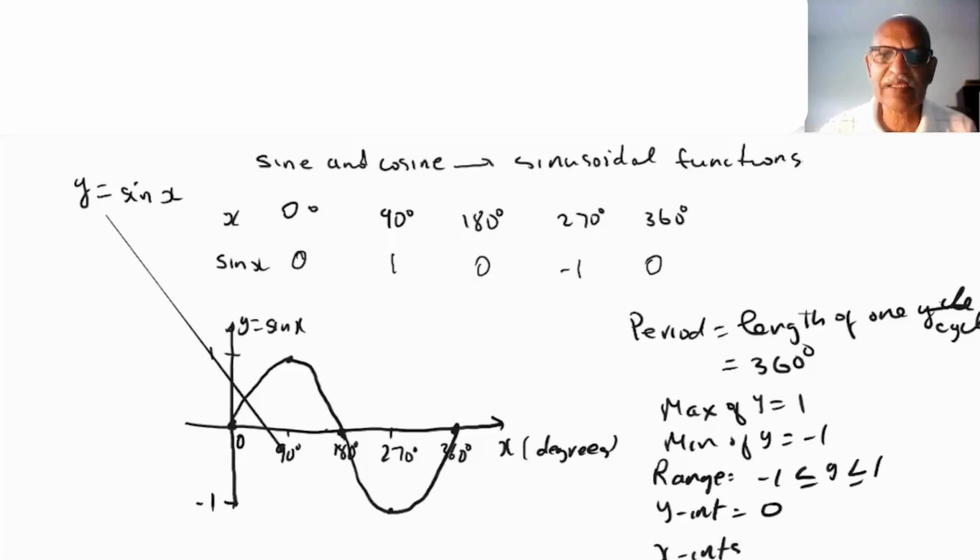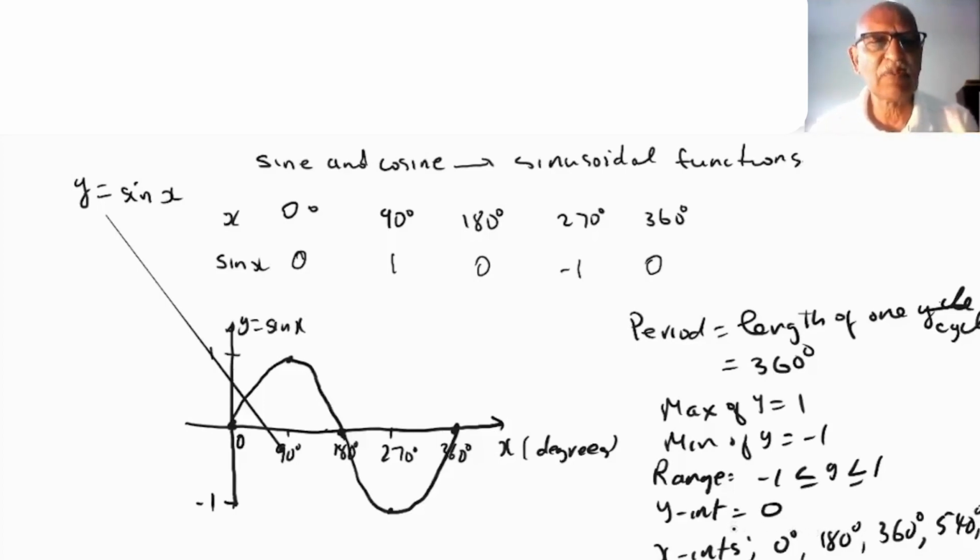The x-intercepts are many because it crosses at many points. The first one is 0 degrees, then we have 180 degrees, then we have 360 degrees, and so on. The next one would be 540 if you have more cycles.